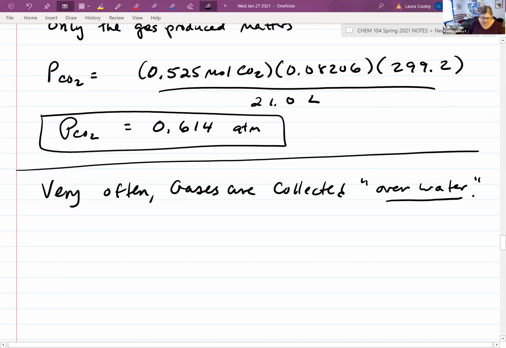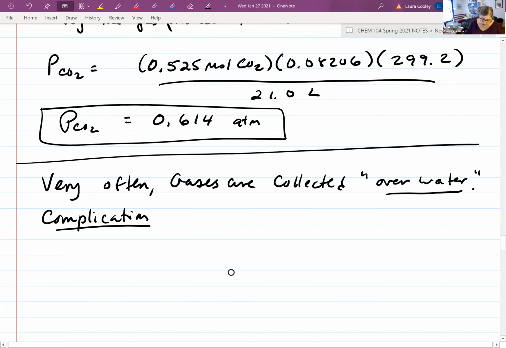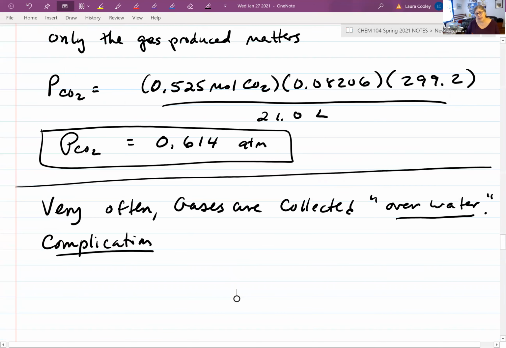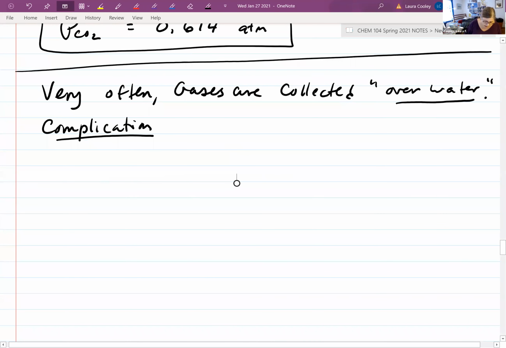And that introduces a bit of a complication to this type of problem. Because whenever you collect a gas over water, you have to worry about the pressure of water vapor that always exists above a sample of water. So hold on a minute. For example, let me just draw a picture.